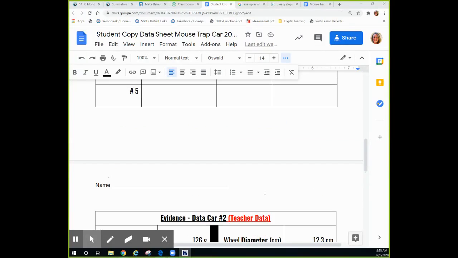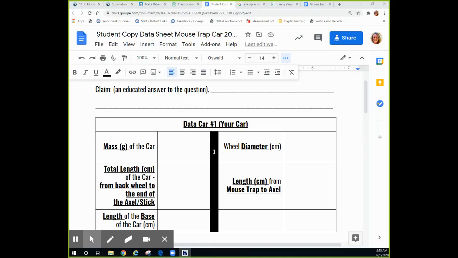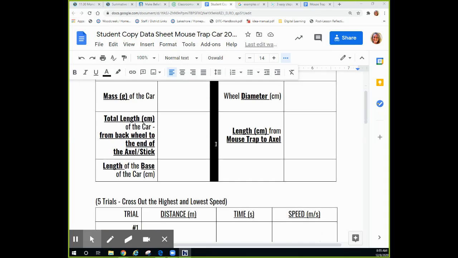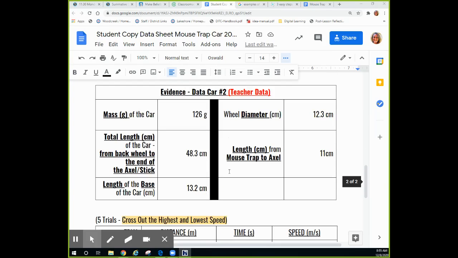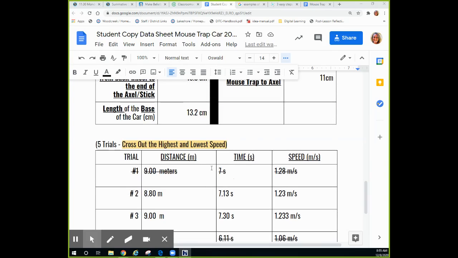Okay, so we're going to use the data that we collect and the claim of our car that we made, and you're going to compare your car's data. You're going to connect it to your claim, and you're going to compare it to mine. Here's my car's data. How did your car and your car's design compare to mine?